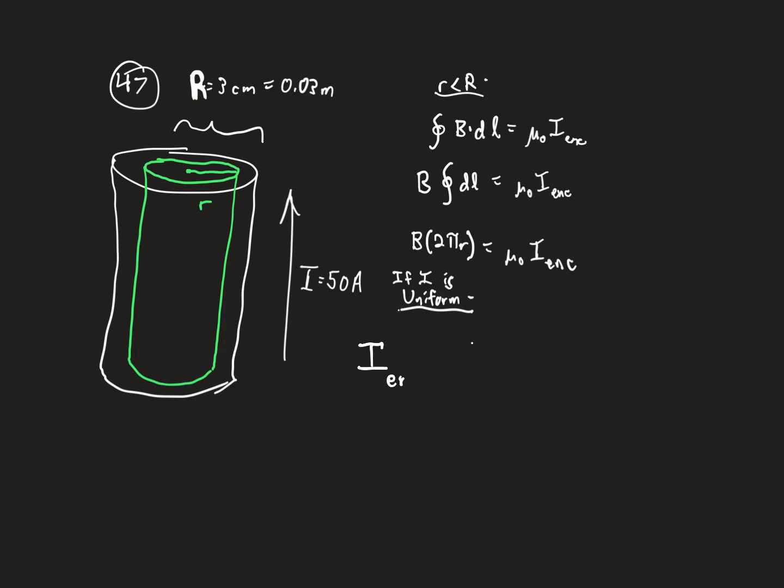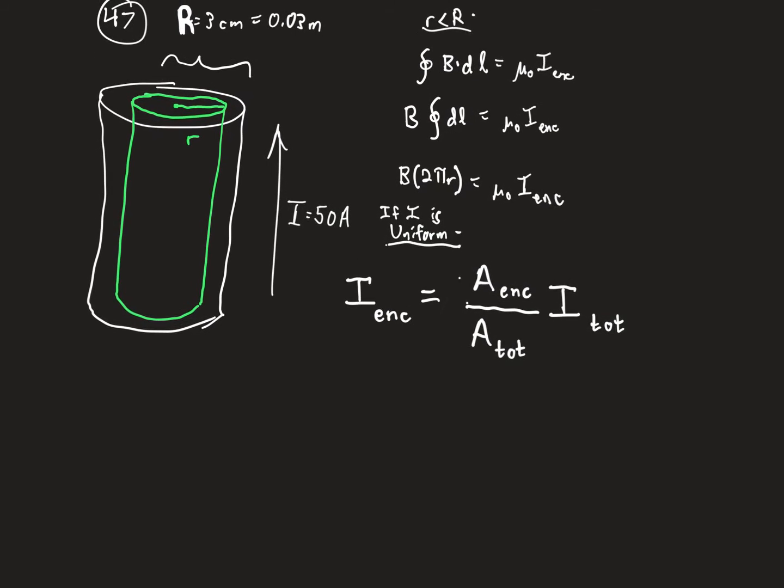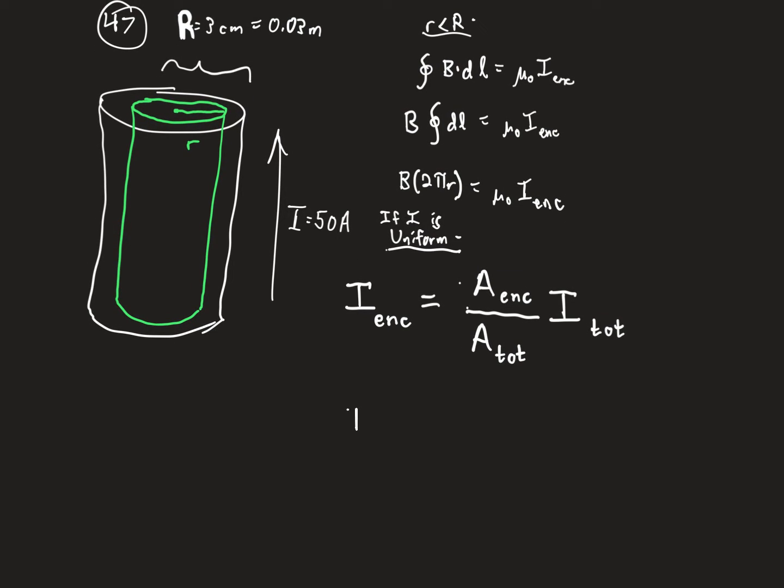I enclosed, ENC, is equal to area enclosed divided by area total times I total. Okay. So I enclosed is the area of that wire.